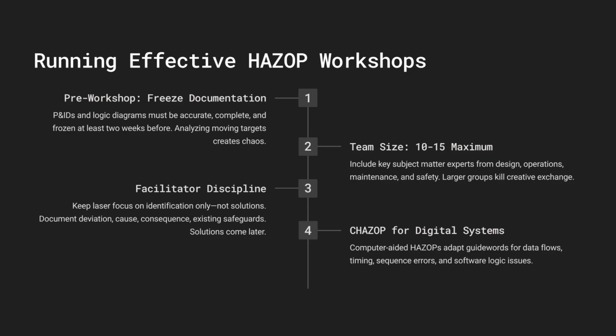Second, the team size. Keep it manageable. How many people? Ideally, 10 to 15 max. You need the key subject matter experts: design, operations, maintenance, maybe safety. But any bigger, and people clam up. The dynamic exchange you need for creative hazard spotting just dies.